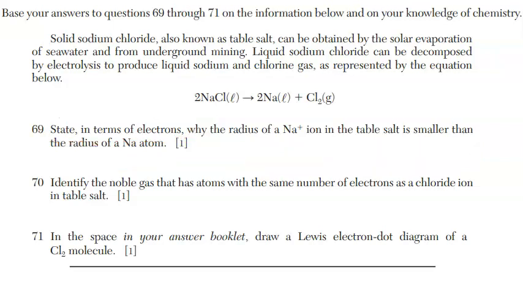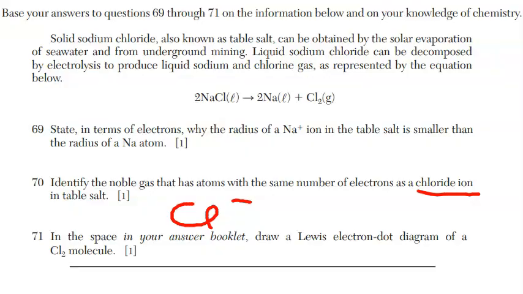On to 70. Identify the noble gas that has atoms with the same number of electrons as a chloride ion in table salt. Well, the chlorine atom has 7 valence electrons. How did I know that? Well, I can look it up on the periodic table, and I know also that chlorine is a halogen. It's in group 17. They all have 7 valence electrons. When the chloride ion is formed, we have chlorine gaining an electron. It moves from 7 to 8. Well, what noble gas is that?